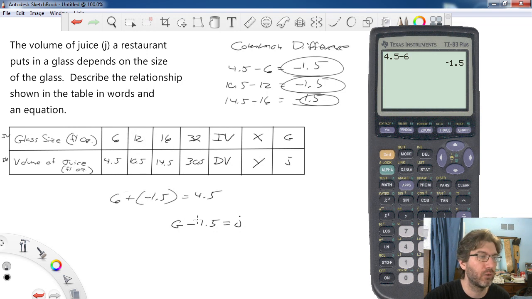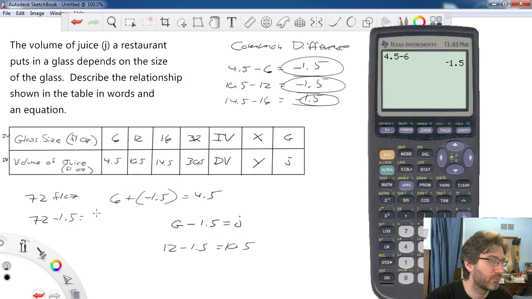If I do 12, 12 minus 1.5 equals my 10.5. Right? So I plug in G and I get out J. And it's a relationship between the two. And with this information, you can sit there and be like, hey, what if I had a glass that was 72 fluid ounces? Well, then I would take 72 minus 1.5 and I would get, what is that? 70.5 fluid ounces of juice. So you can actually figure out any size you want because this is dependent on that. And it will tell you the other one.